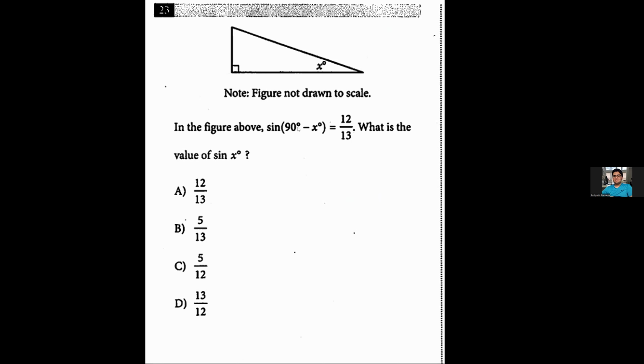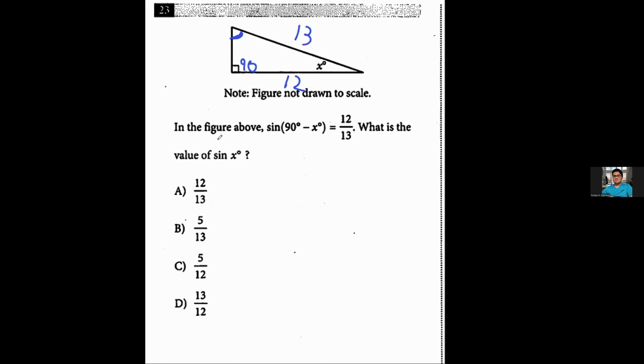So in this case, 90 minus x, well, 90 is this right angle, and x is this angle. So sine of 90 minus x would mean it's the sine of the only angle that is left, which would be this. So sine of this angle, sine is SOH, opposite over the hypotenuse. So opposite is 12, and the hypotenuse would be 13.